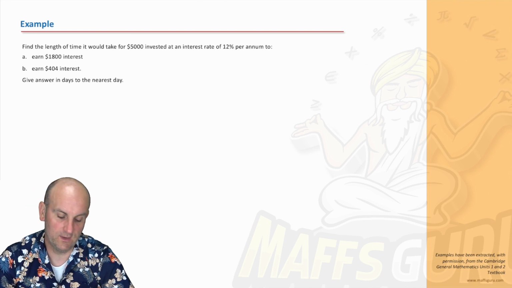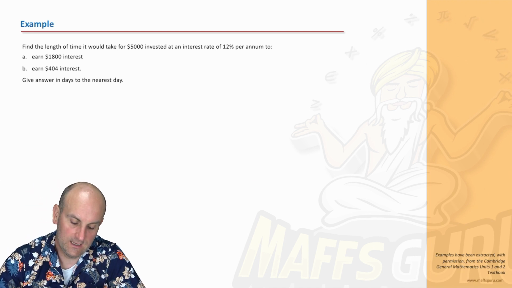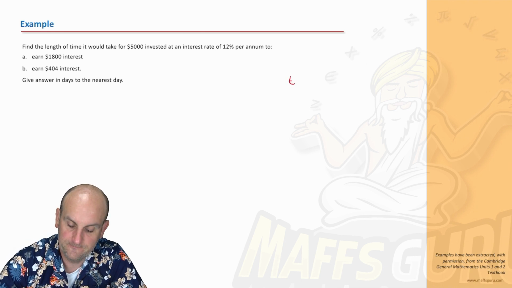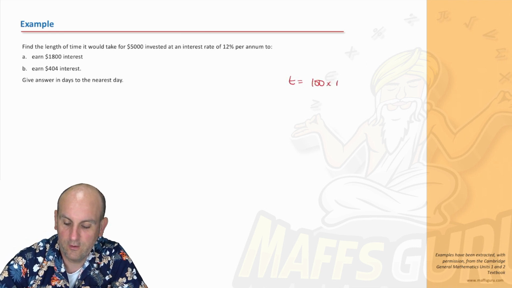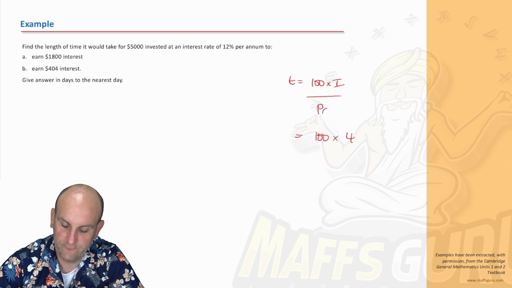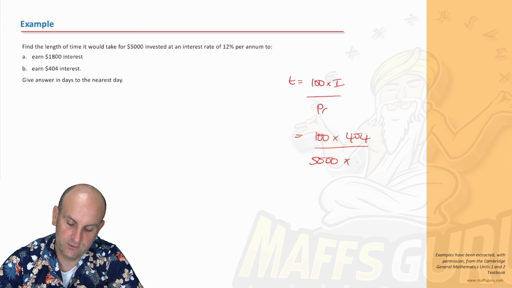I'm going to show you in a moment. Right, so again, same idea. What do we want to do? We want to find t equals 100 times I divided by PR. So 100 times the interest, which was 404, divided by the principal, which was still 5,000, times by 12.